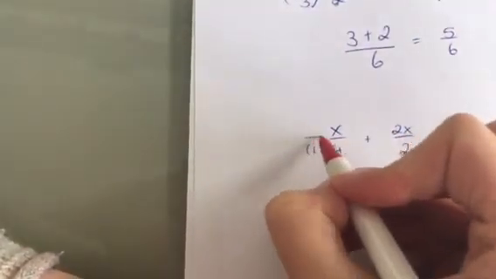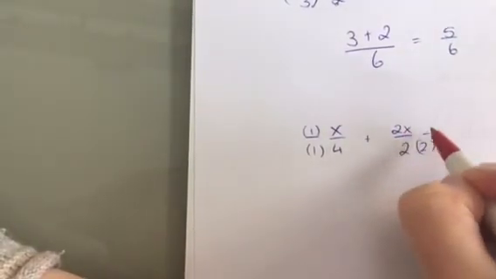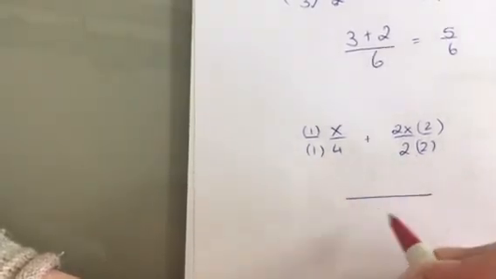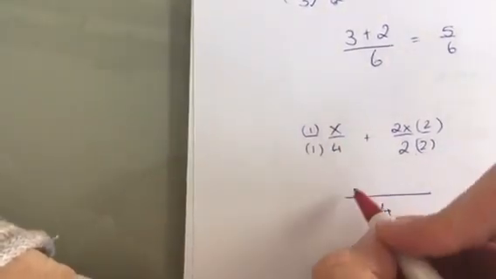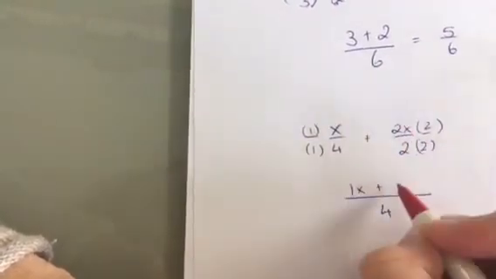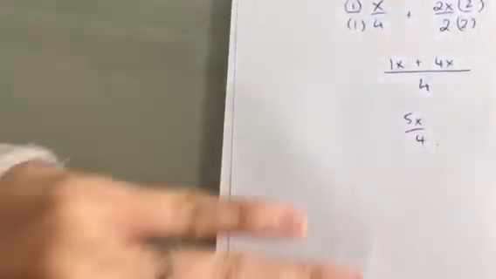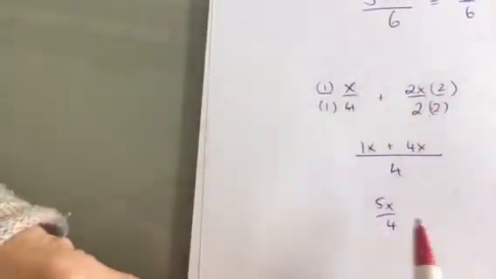So this one I actually am just multiplying by 1 over 1. And this side I'm going to multiply by a 2 over 2. Which gives me, now my base is fourths, like it's quarters. So that gives me 1x there plus 4x gives me 5x over 4. So that's my question, my two fractions in one single fraction.